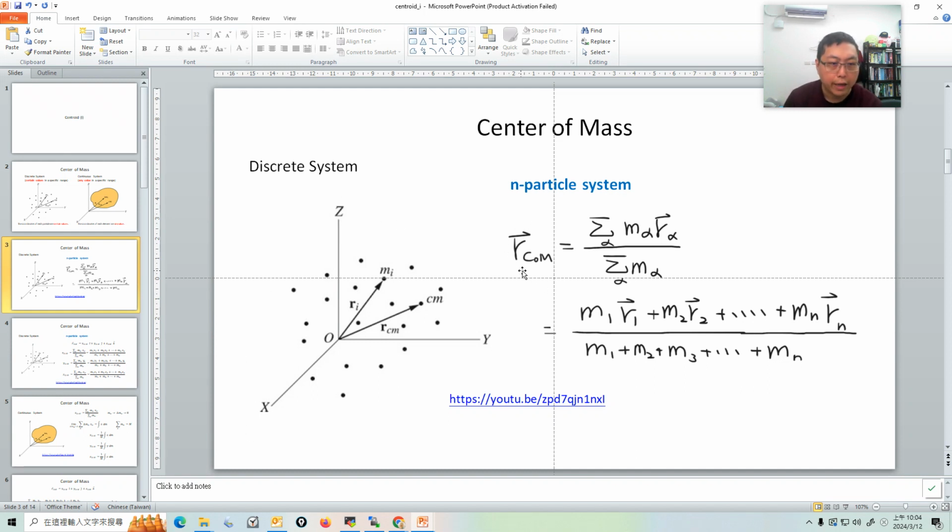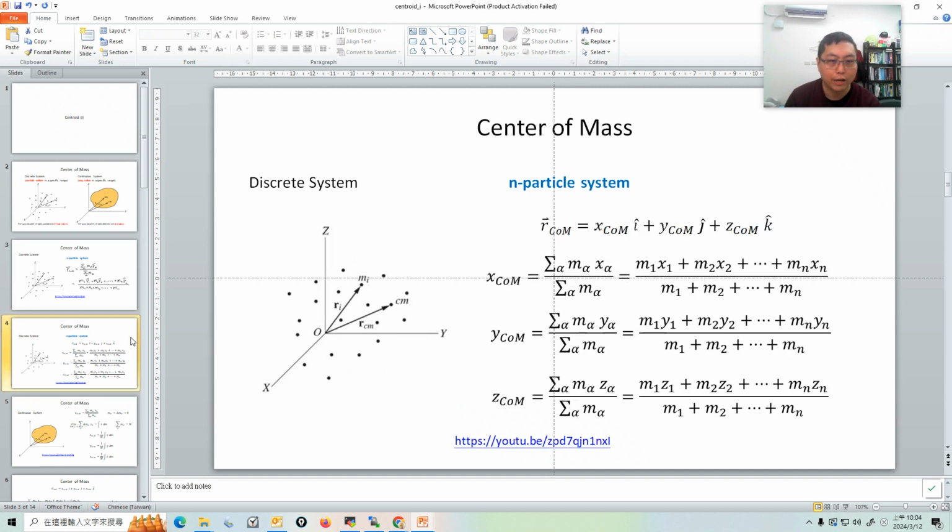Then you get the center of mass position vector in the discrete system. As we know, we can express a vector using the Cartesian vector system, so the position vector of the center of mass can be expressed by x component, y component, and z component. How do we calculate the x component? Very similarly: each mass times its x coordinate. Mass 1 times its x coordinate, mass 2 times its x coordinate, mass 3 times its x coordinate, add these together and divide by the total mass of the system.